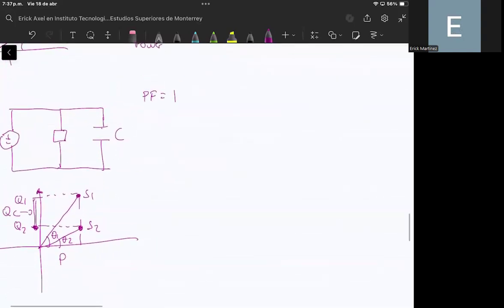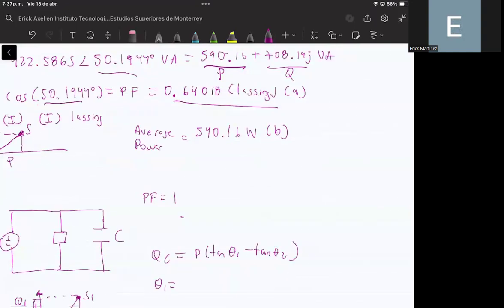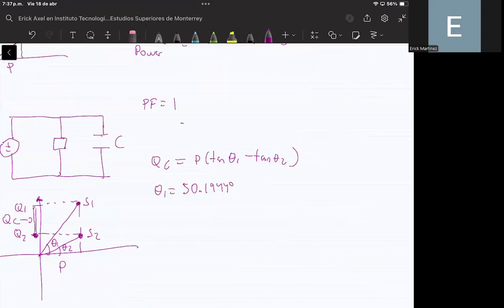We know that this QC is basically the real power, or the average power, times the tangent of theta 1 minus the tangent of theta 2. So we can compute the value of theta 1, which we already have. It is 50.1944 degrees, and we want to find the value of theta 2.